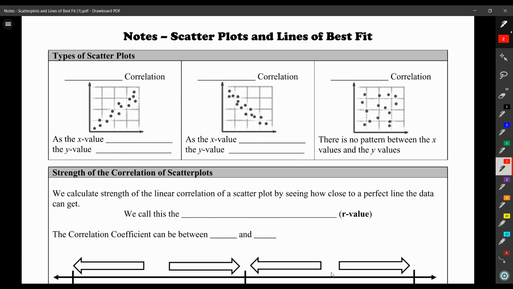Scatterplots and lines of best fit. We're going to talk about the types of scatterplots, how to determine the strength of scatterplots, and using lines of best fit to predict some values. So first, here we have three scatterplots.